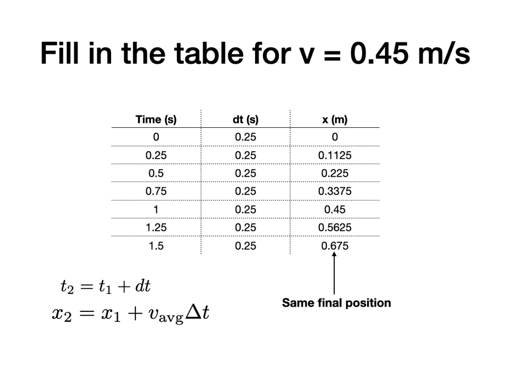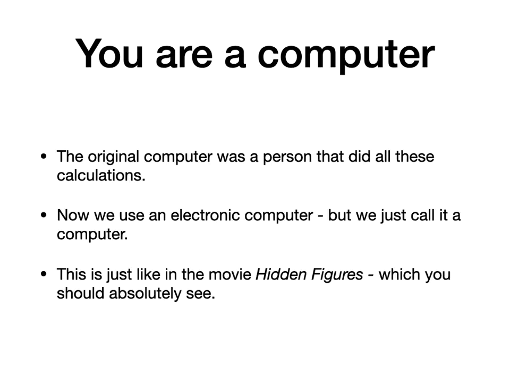Okay, the next step. Oh, this is the important part. You are a computer. Literally, you computed the position of that object at multiple times. You broke the problem into small pieces. That is exactly what a computer does. And in fact, when you say computer, most people think of an electronic computer, but the original computers were just people. The original computers were people.